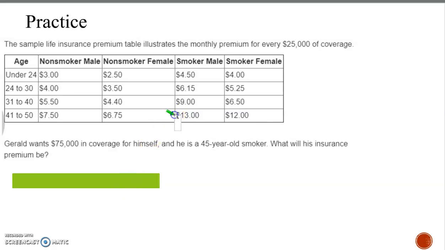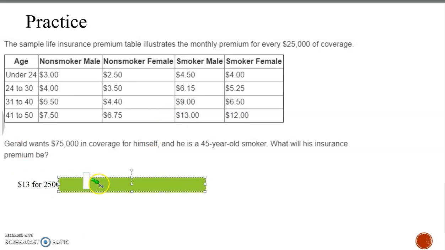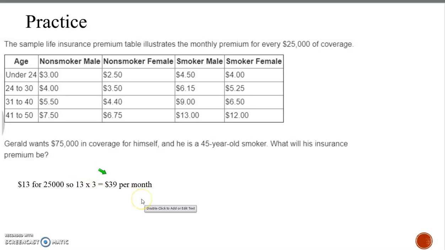Well, we know for $25,000 worth of coverage, it's going to be $13. So $13 for $25,000 worth of coverage. We also know that he wants $75,000, so that's $25,000 times 3. So I would have to multiply his premium of $13 times 3 to give me $39 per month for $75,000 worth of coverage, because I would need 3 of these $13 coverage plans.